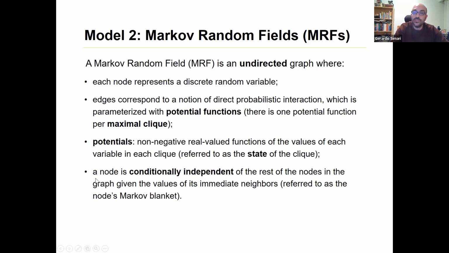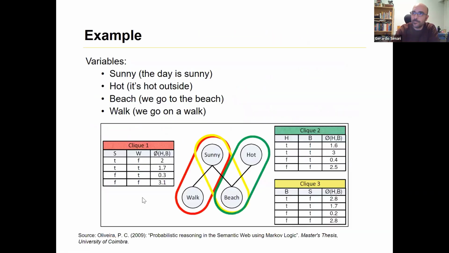And this is where it's simpler in this case than the Bayesian networks. A node is conditionally independent of the rest of the nodes in the graph, sort of like what I mentioned for Bayesian. But in this case, it's only given the values of the immediate neighbors. So that's referred to as the node's Markov blanket. Again, it's the same concept, but as we see in this case, it's simpler. We'll come back to this in a bit.